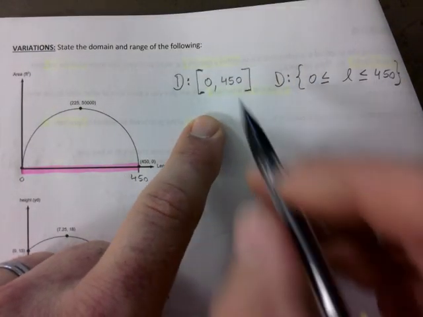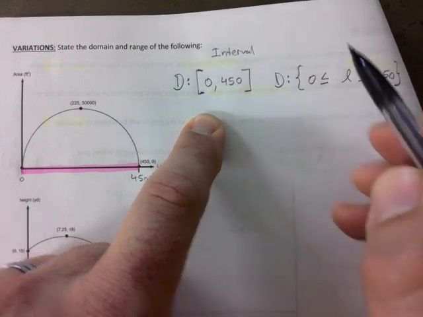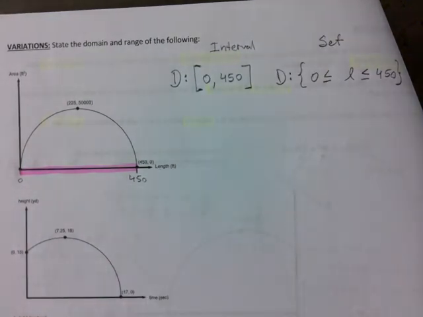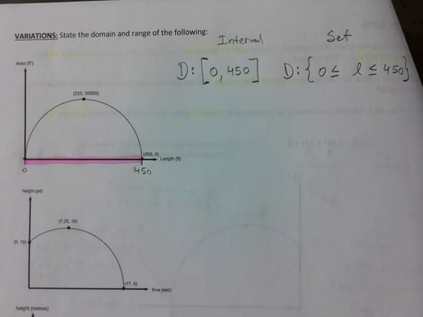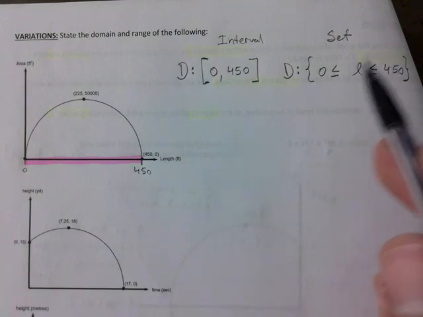So how about I do this? Interval, set. So you know what the difference is. Next year you're going to do a unit called set theory, and we're going to do a lot of this kind of writing as well.